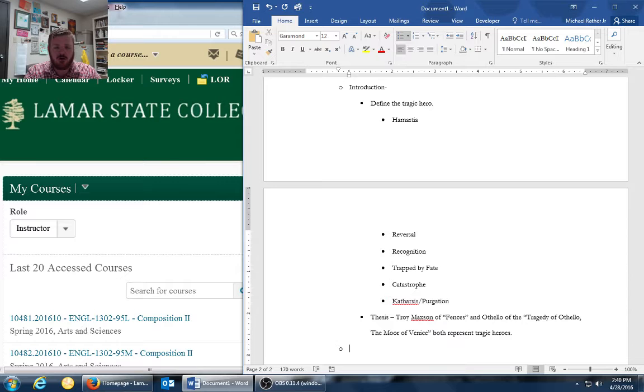Now, when you go to do a compare contrast, remember, comparison has two possible organizational structures for the essay's body section.